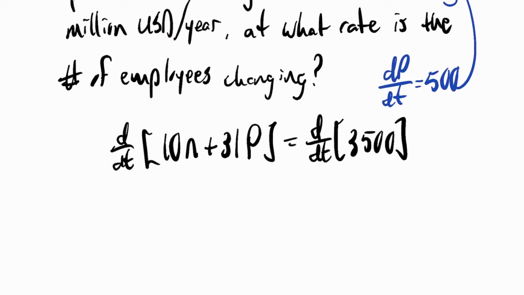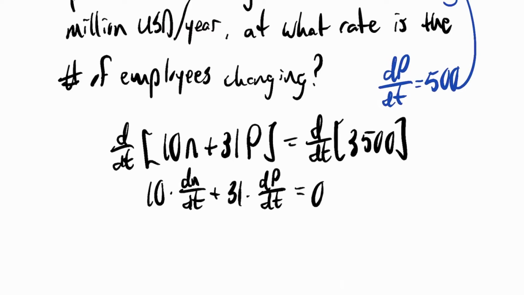The left-hand side, when I find the derivative of 10n, I get 10, right? That's just using the constant multiplier rule and then the power rule. But the variable with respect to which the derivative is being taken is not n, it's t, so I have to use the chain rule. So this is actually 10 times dn/dt. Similarly, in the next term, 31p, the derivative with respect to time will be 31 times dp/dt. And then, of course, this equals 0, right?